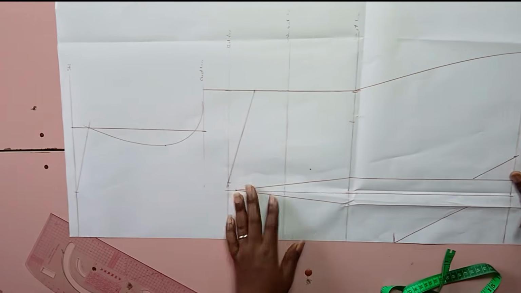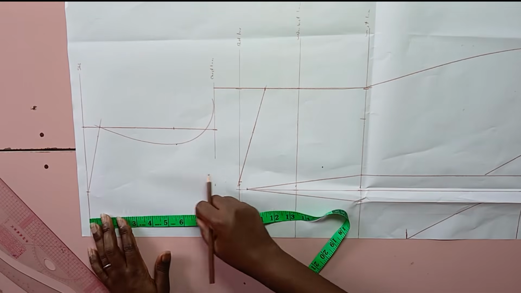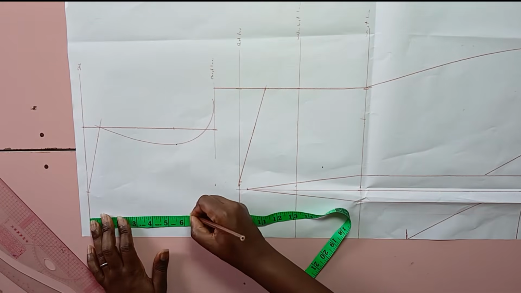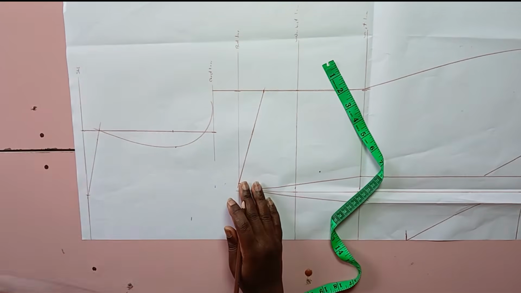So for the neckline now, this neckline is a Queen Anne neckline, and I'll be using the depth of 6.5 as the depth of the neck. So I'm going to 6.5 now. I'm going to be drawing a straight line.